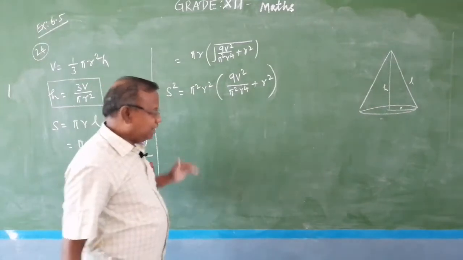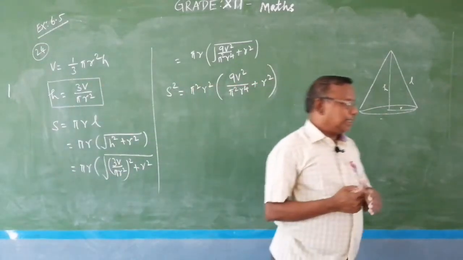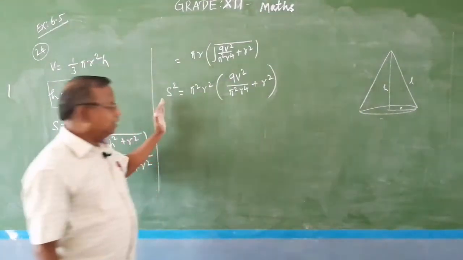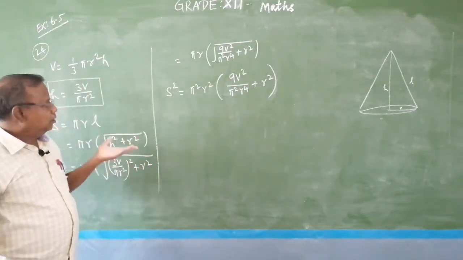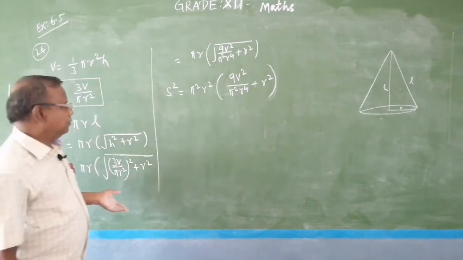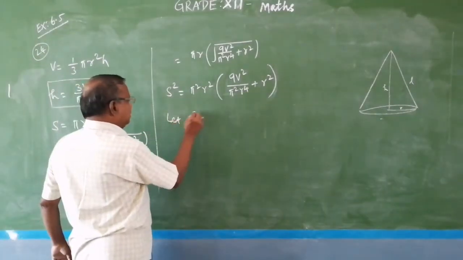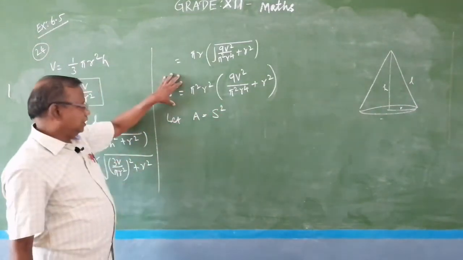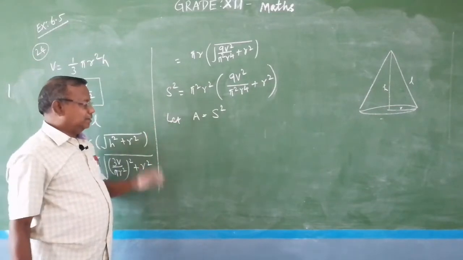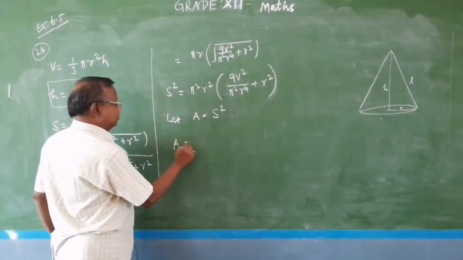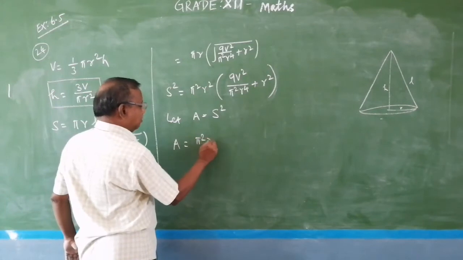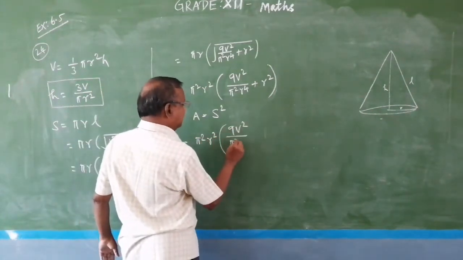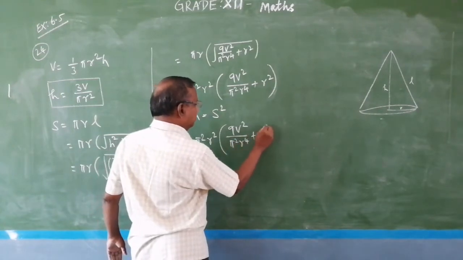If surface area is minimum, then the square of that surface area is also minimum. For every quantity, if one quantity is minimum, its square is also definitely minimum. Let A be the value of S square. So let us assume S square is A. So A equals pi square r square into 9V square by pi square r power 4 plus r square.